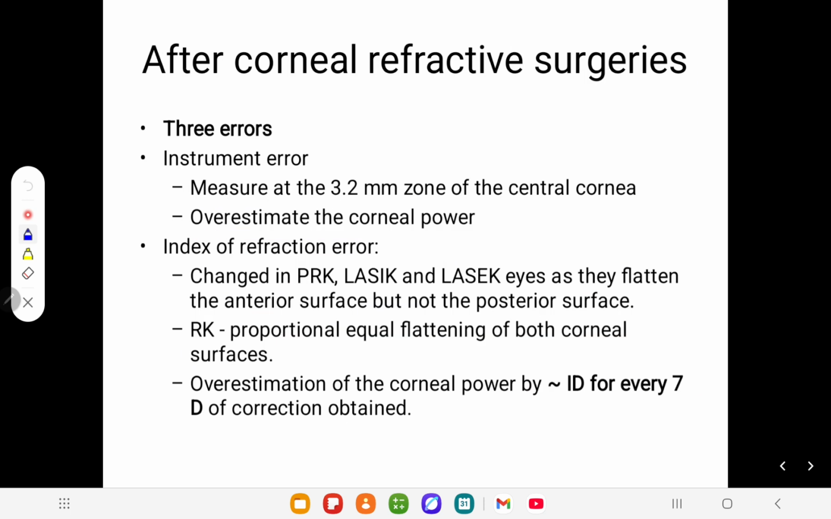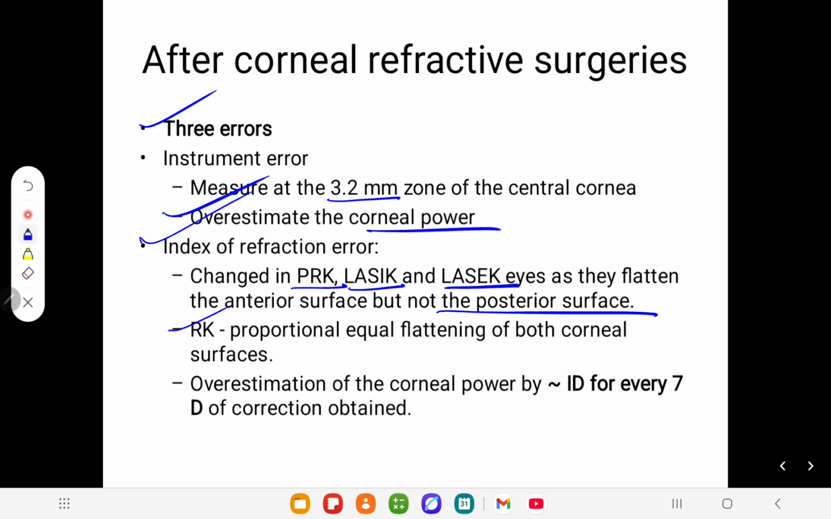So after corneal refractive surgery, what happens? There are three errors. First, instrument error, because measurement is at the 3.2 mm zone of the cornea, and that zone is flattened by the refractive surgeons, isn't it? If myopia, the corneal power is overestimated. There are also high chances of topography error and index of refraction error. Basically, LASIK flattens the anterior surface but not the posterior surface. That's why it's very important.